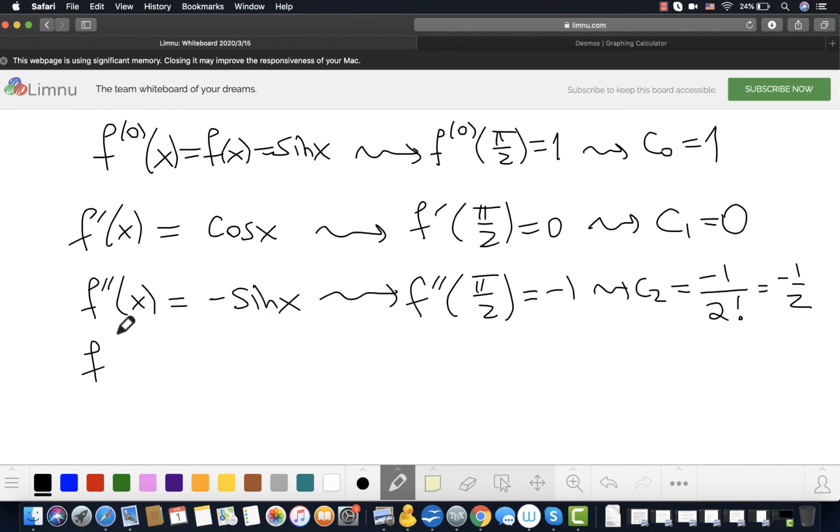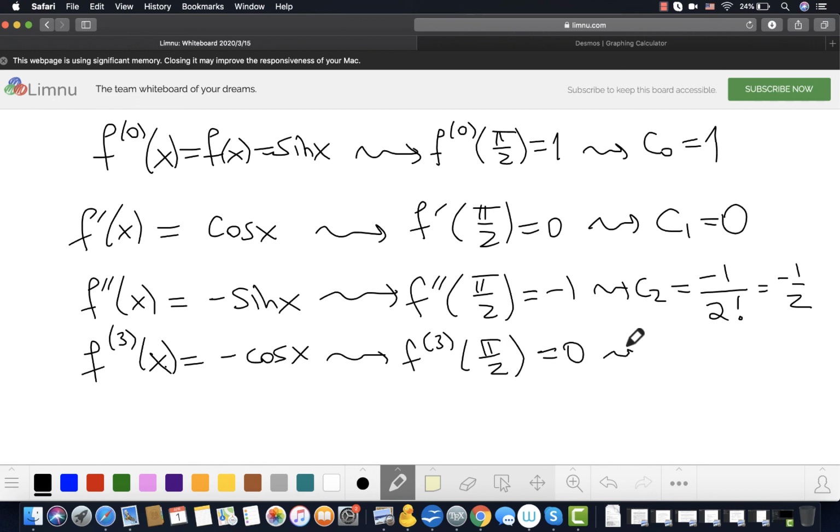And then the third derivative is the derivative of minus sine x, which is minus cosine x. You evaluate the third derivative at pi over 2. If you evaluate cosine at pi over 2, you just get 0. So c sub 3 is 0 divided by 3 factorial, which is still 0.